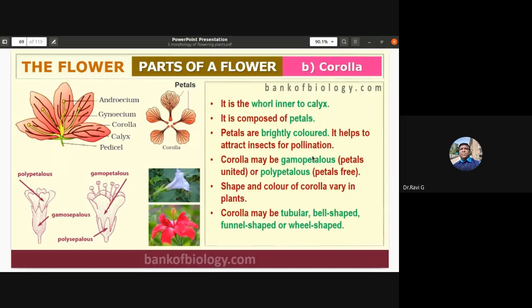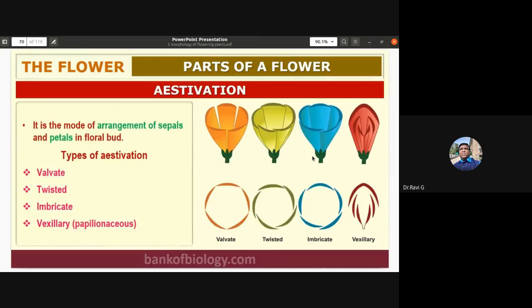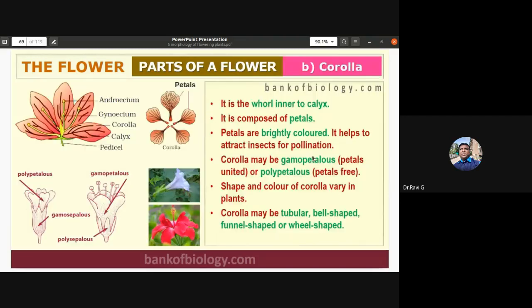Papillonaceous corolla has a large petal-shaped structure. We call it the standard, and there is a pair of wings or alae, and below that they have the keel or carina. This type of condition, papillonaceous corolla, you can notice in the pulses. So these are the things that you have to remember in the case of corolla.